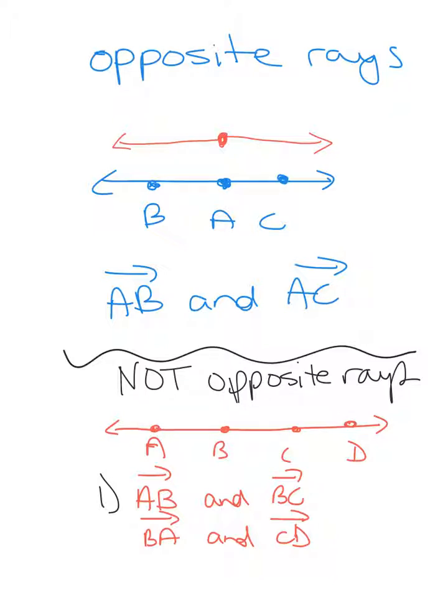When I'm looking at the next example, I have ray BA, which starts at B and continues to A, and then I have ray CD. And this one sometimes confuses students because although they are going in opposite directions, they do not share the same endpoint, so they are not considered opposite rays.